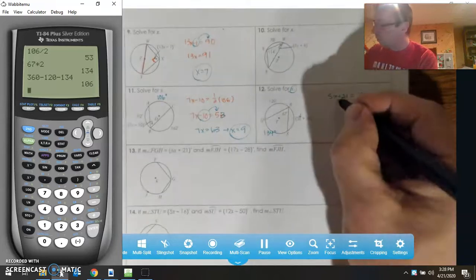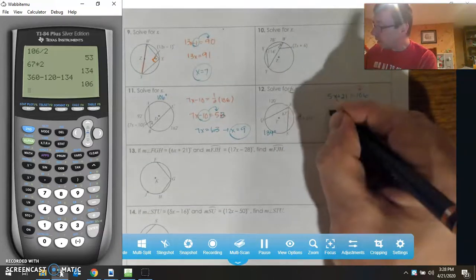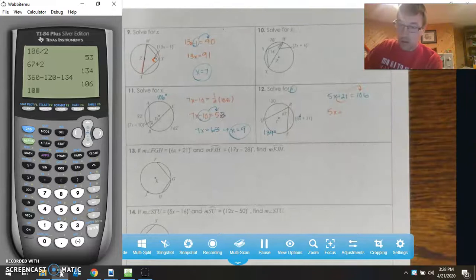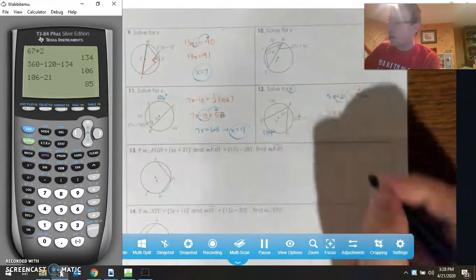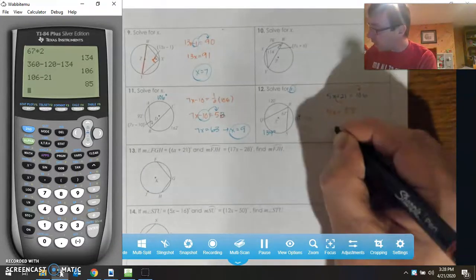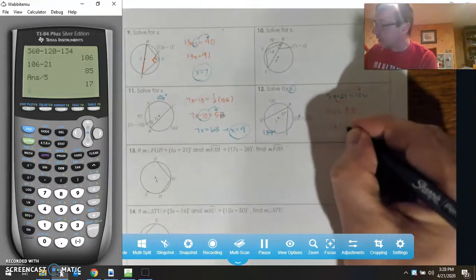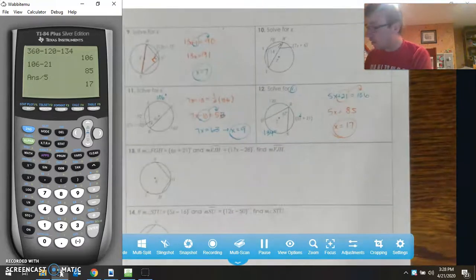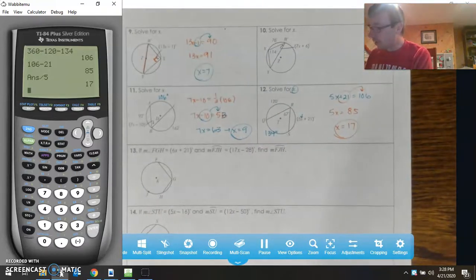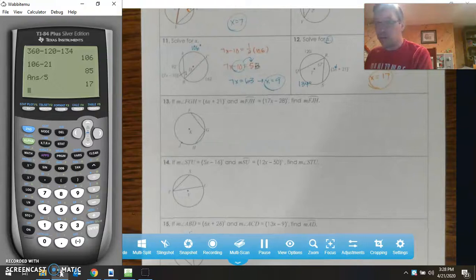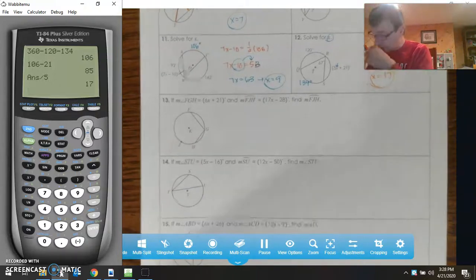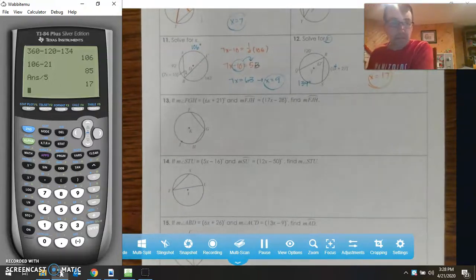I'm going to move the 21 to the other side. I'll get 85. Divide that by 5. I get 17. X will be 17. Again, that's pretty much the idea. Now, if we take a look at number 13, I'll only do 13 and maybe another one. Let's see if we have time.